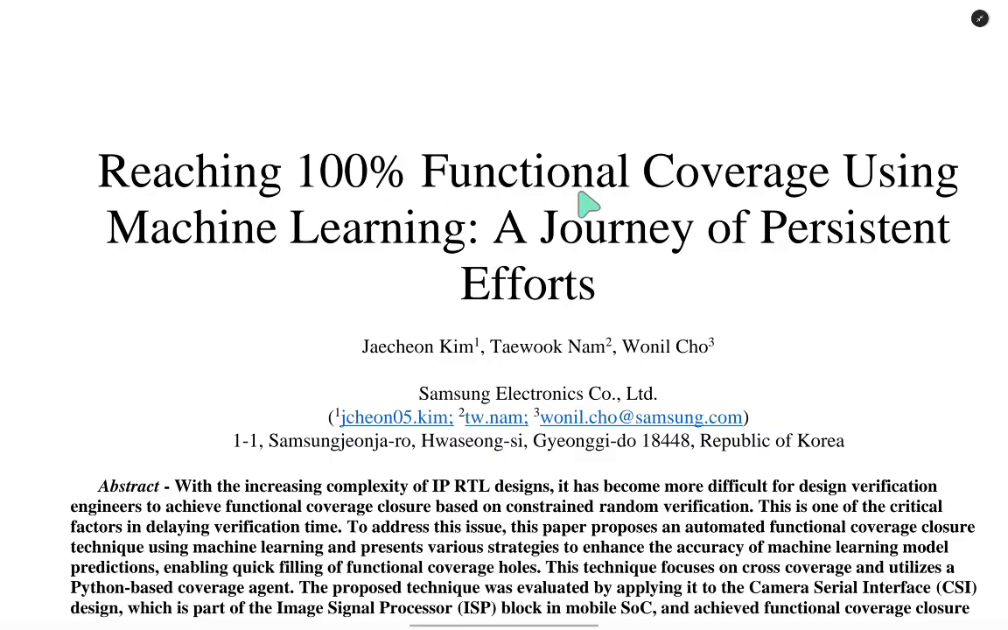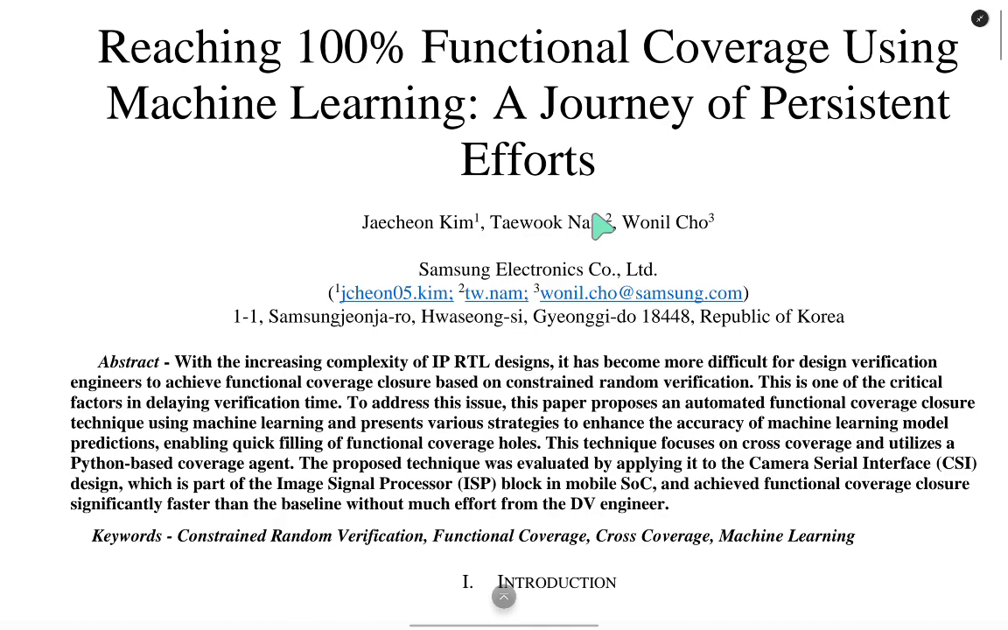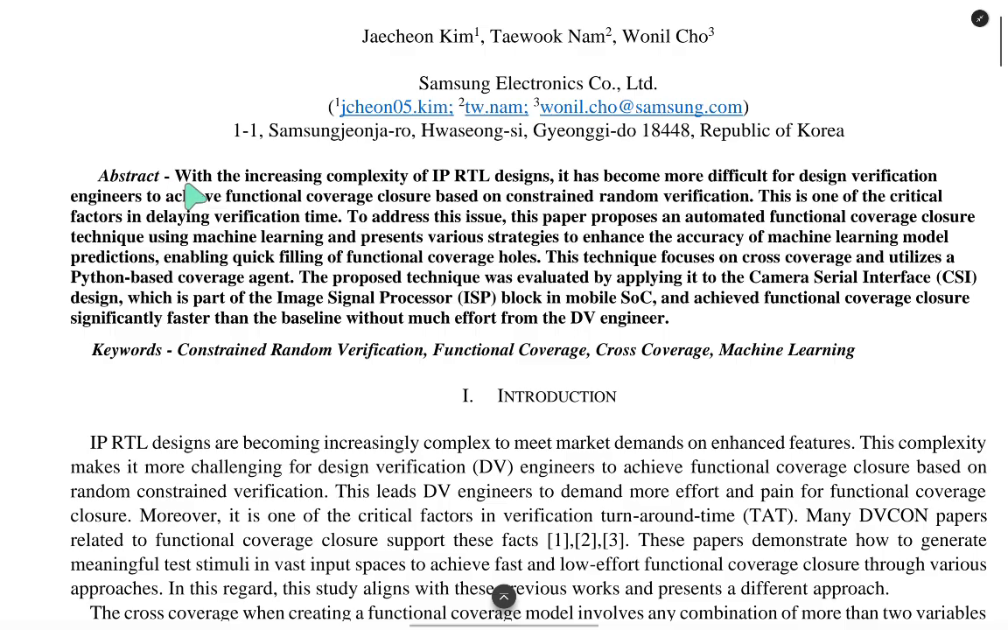100% functional coverage using machine learning, a journey of persistent efforts. Abstract. With the increasing complexity of IP-RTL design, it can become more difficult for design verification engineers to achieve the functional coverage closure based on a constrained random verification. This is one of the critical factors in delaying verification time.